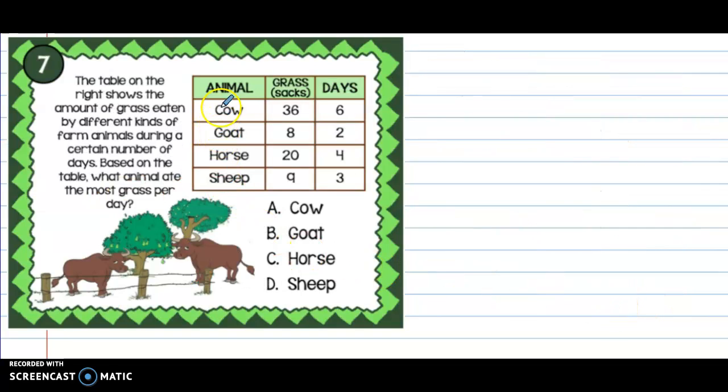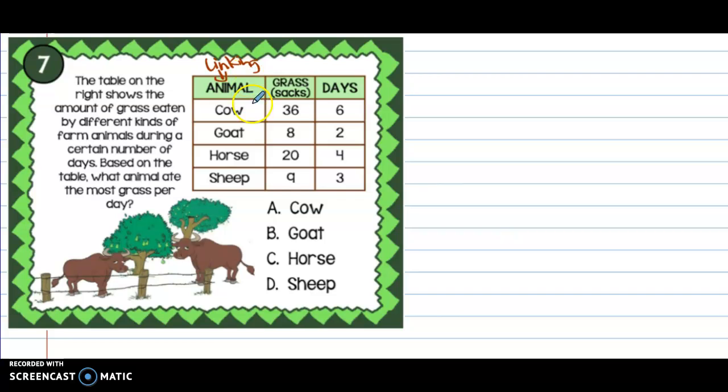And let's see here. Here's another one. This is a ratio table. The table on the right shows the amount of grass eaten by different kinds of cows. You could kind of flash back to when we started this unit. This would be the linking part of this table. This is what links these ratios together. They're all cows, but different types of... they're all animals.